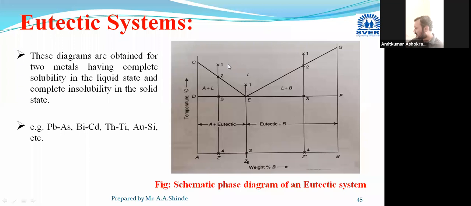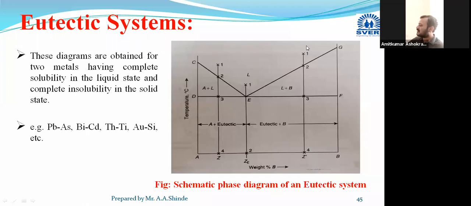Now here we have three regions. This is the first region, and this is the first composition denoted by Z. And the second region is this specific region here, and its composition is ZE. This is the third region here. In this region, you can consider any alloy. This is the third one we have considered as Z dash.